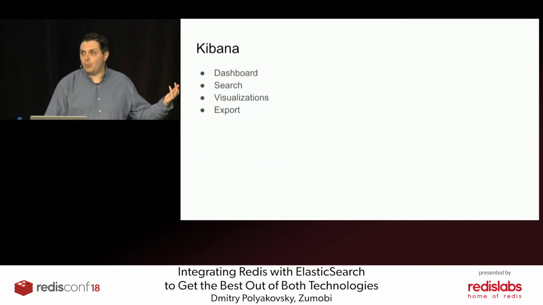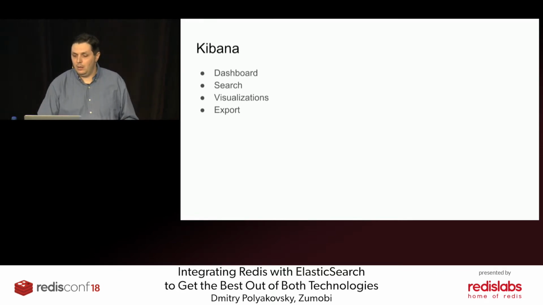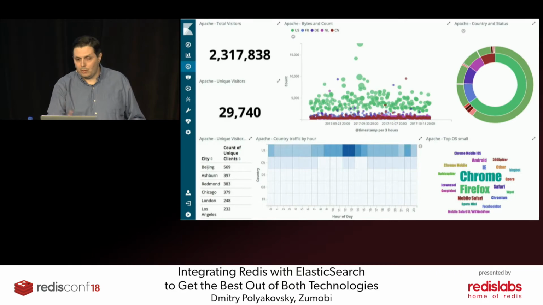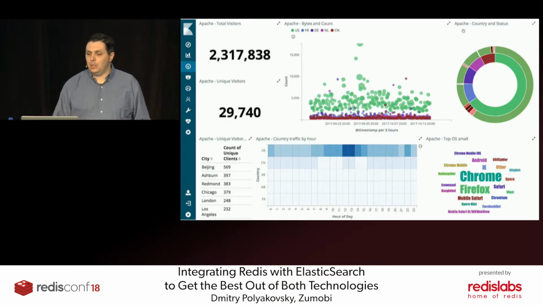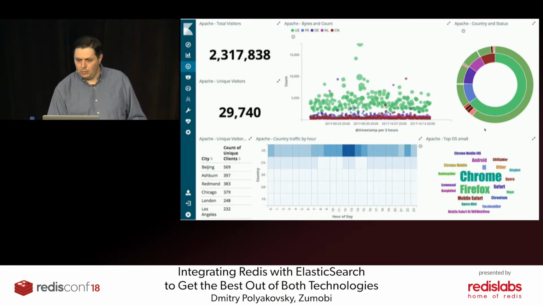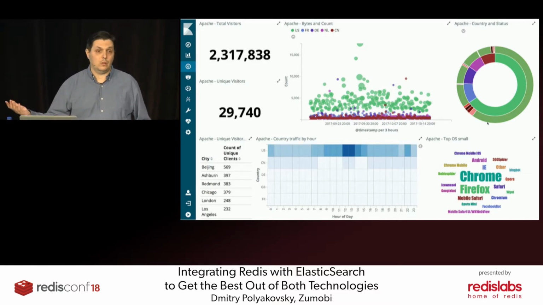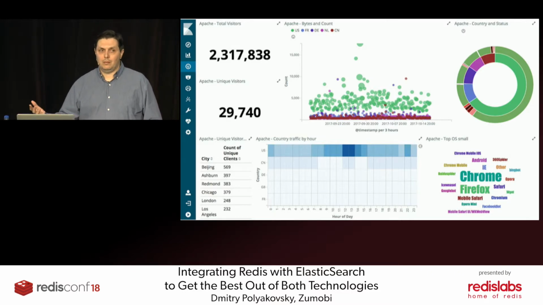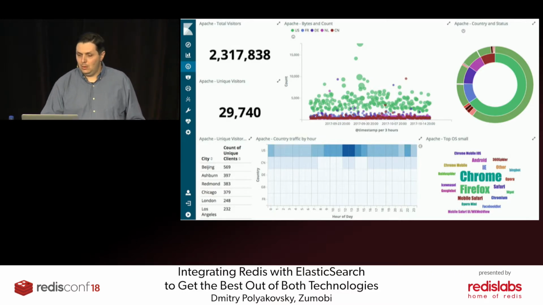Kibana, dashboard, visualizations, ad hoc searches, ability to export data. Here's a screenshot. We are analyzing Apache logs so we can do some geolocation on them. Oh, in a different screen, but here's basically breakdowns by country, status. So very easy to build, very easy to customize. You don't have to write any code to do this.